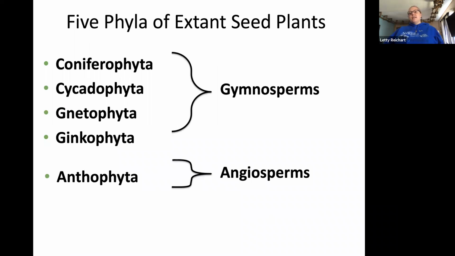So just to give you an idea of what some of the current day phyla in our seed plants are, we have a larger group within the gymnosperms, and we're going to talk specifically about them: the Coniferophyta, Cycadophyta, Gnetophyta, the G is silent, and Ginkgophyta. And then finally, our really large group of angiosperms or Anthophyta, the flowering plants.